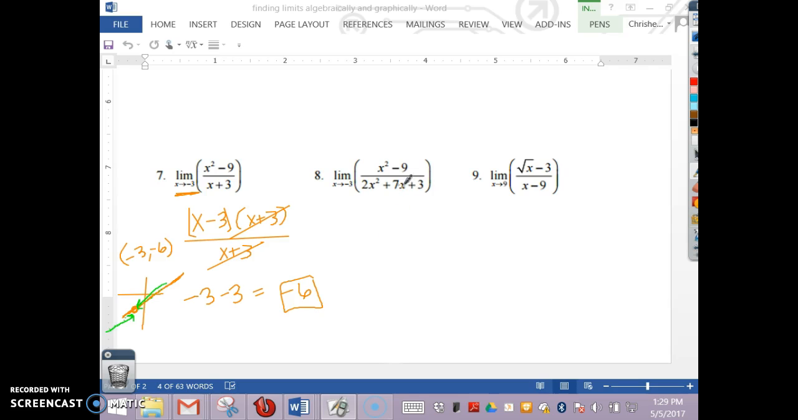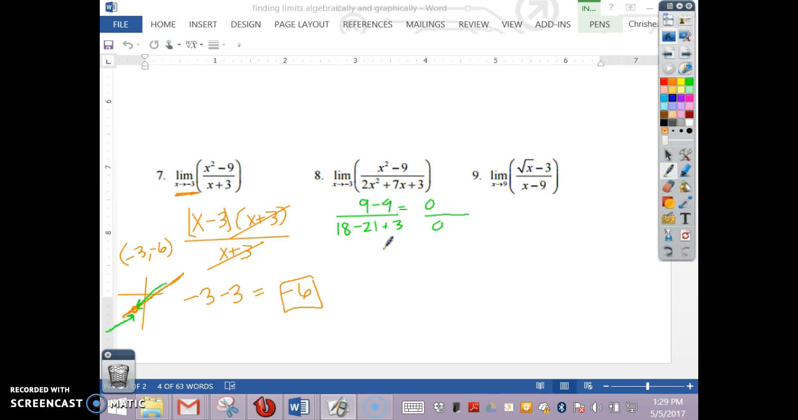So I'm guessing we're going to get indeterminate form if I plug this in, but let's check. Negative 3 squared is 9, and 9 minus 9 is 0. Okay, got half of indeterminate form. 2 times negative 3 squared. Well, negative 3 squared is 9, and 2 times 9 is 18. 7 times negative 3 is negative 21, plus 3, yep, that's 0 over 0 again.